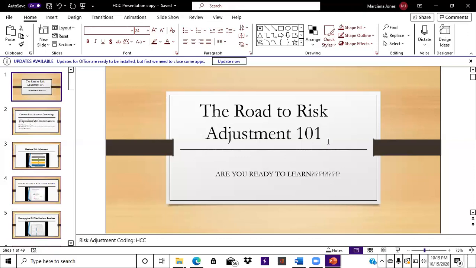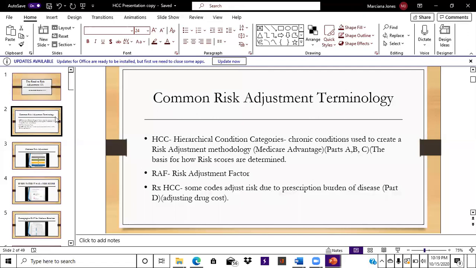Okay, the road to risk adjustment 101. Are you ready to learn? First we'll take a look at common risk adjustment terminology. When you hear the term risk adjustment coding, you're also going to hear an interchangeable term, HCC coding. HCC stands for hierarchical condition categories, which are chronic conditions used to create a risk adjustment methodology.